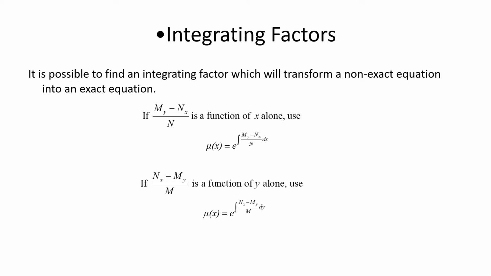If we rearrange things, if we take the partial of N with respect to x minus the partial of M with respect to y and divide that by M, and we get a function of y alone, then we can use the integrating factor mu of y equals e to the integral of that expression. So the partial of N with respect to x minus the partial of M with respect to y, divided by M, times dy.